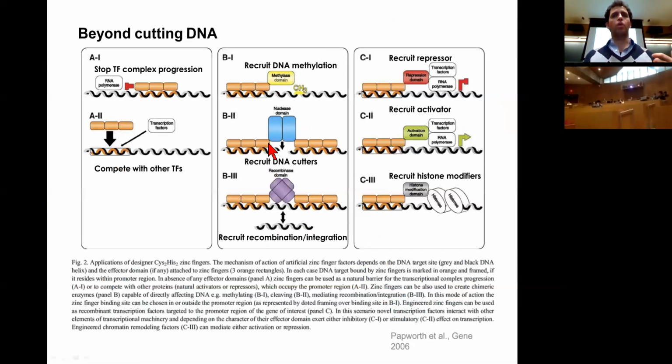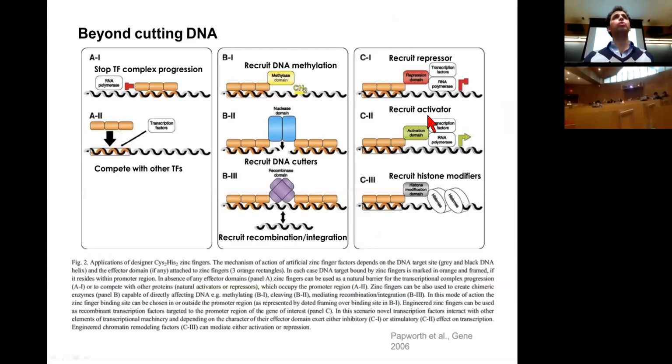What you could do is recruit, again, DNA cutters, as we mentioned earlier, or you could also recruit a recombination factor or an integration factor that basically always puts in something in the DNA or always induces some kind of recombination, sort of change the context of a particular element.